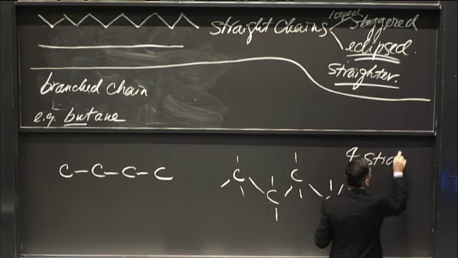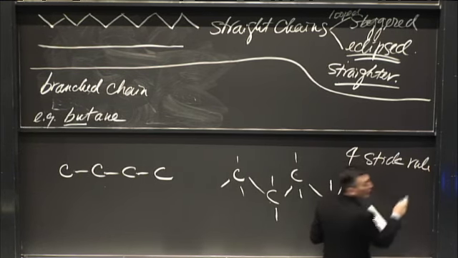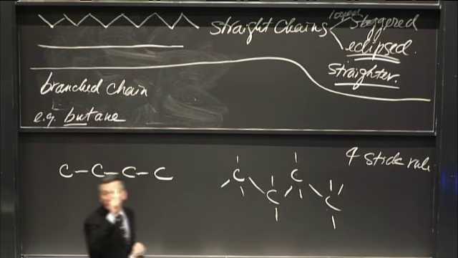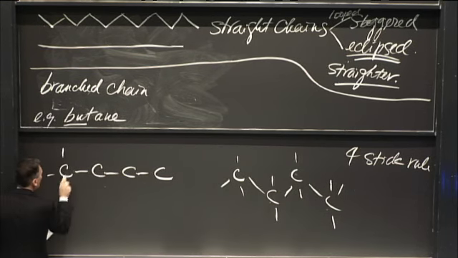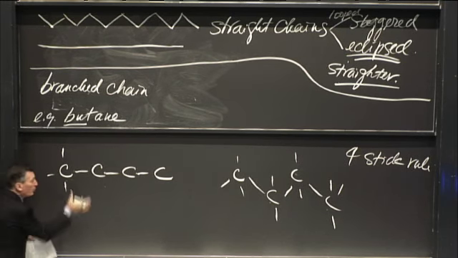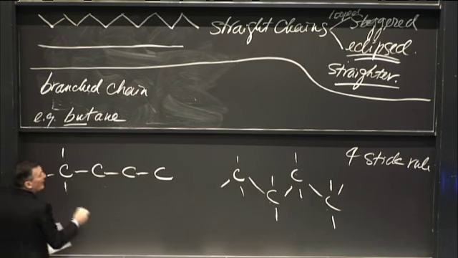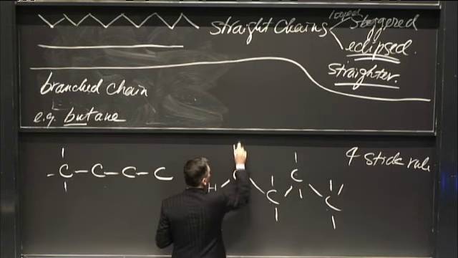Whenever you do orgo, 4-stick rule. That means 4 sticks out of every carbon. So here's the carbon-carbon bond, so I need 3 more sticks, 1, 2, 3. And I know these are sp3 hybridized, but just in compressed notation, you can do this. And I'm not even going to write all the hydrogens.